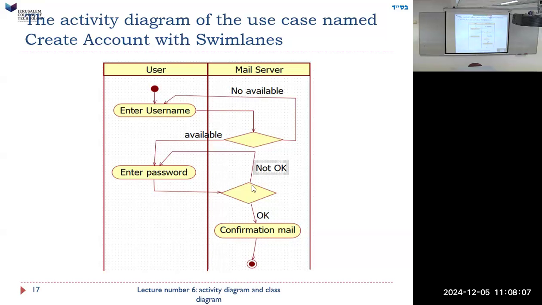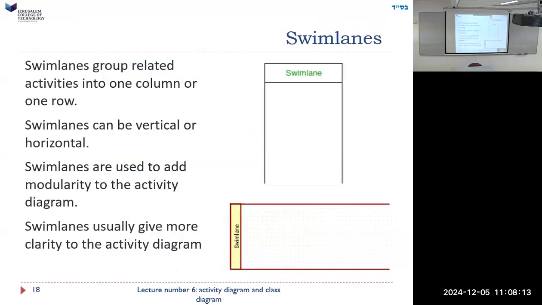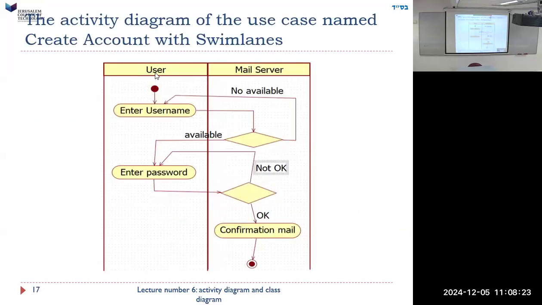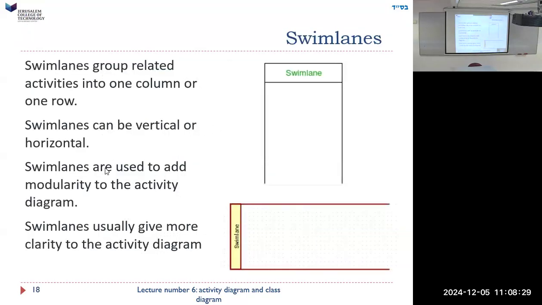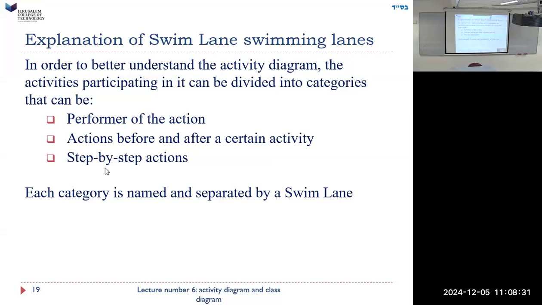I had to do some extra lines here too. It sort of ruins the shape of the graph, but that's it. Swim lanes can be vertical or horizontal. Swim lanes are used to add modularity to the activity. That's a key line, because in other words, now I know I have a module called user and a module called mail server. So they can add modularity. That's the idea of adding modularity.